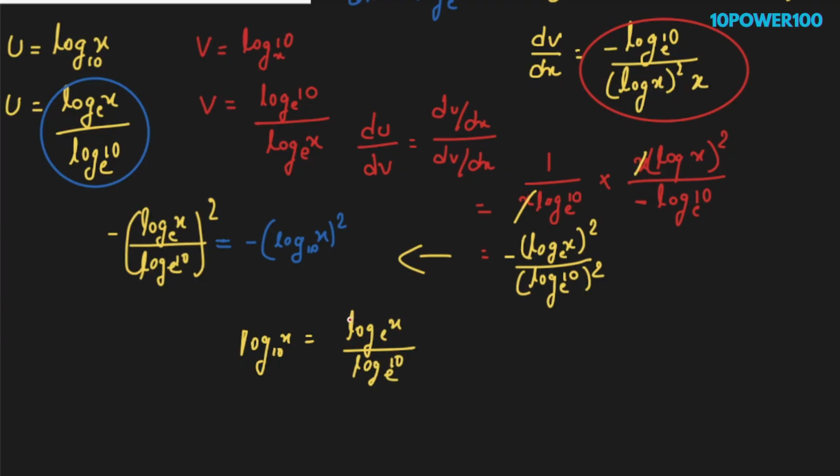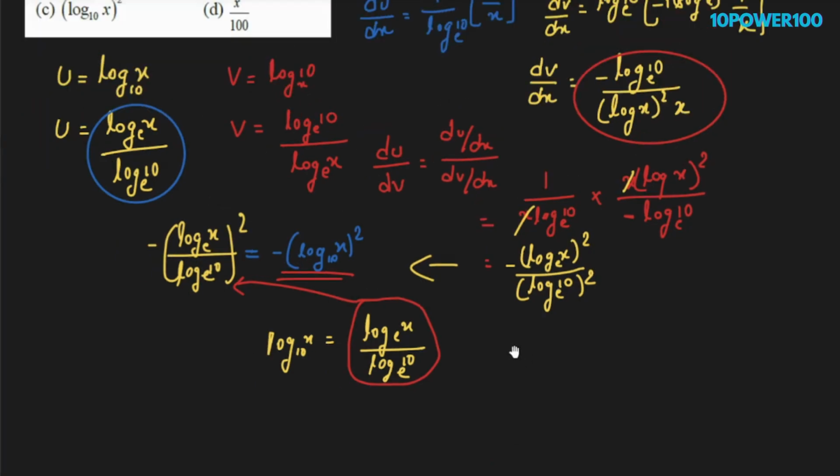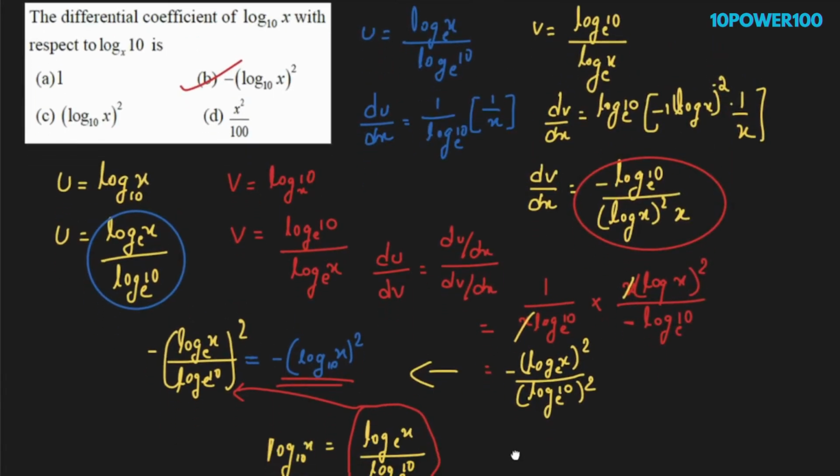Yeah, so this is what we got here, and then we wrote that whole function as minus log of log x the base 10 the whole square. So this is the final answer, option B, minus of log x the base 10 the whole square. So that is the answer.